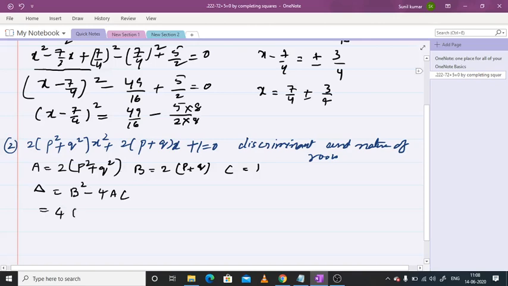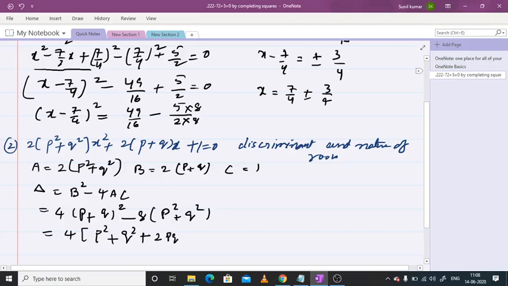Now let us do the square of b. So it will be 4 times p plus q whole square minus 4 times 2, it is 8, into 1, into p square plus q square. Now here I can take 4 common, and let me expand. So this is p square plus q square plus 2pq, which is the expansion of p plus q whole square, then minus, 4 having gone common, 2p square plus 2q square.